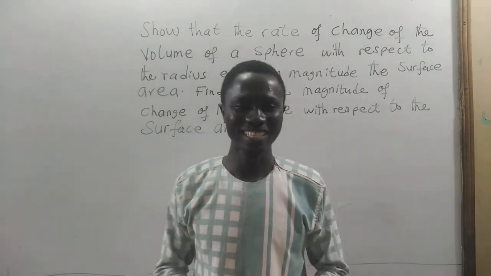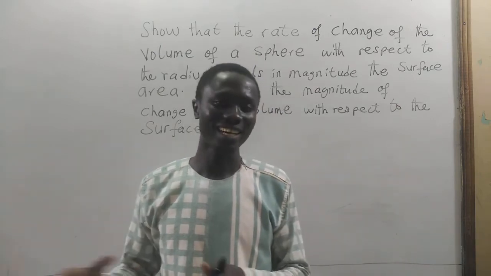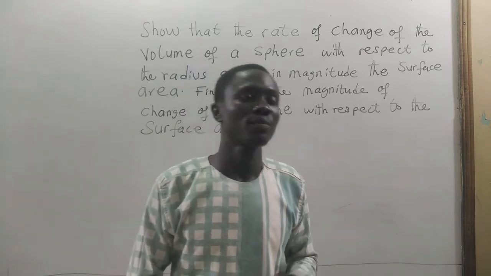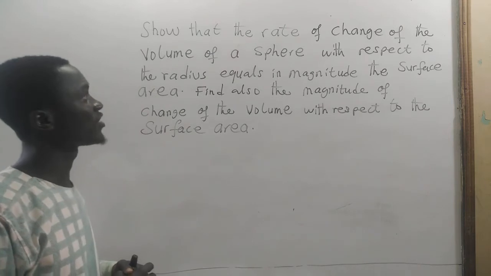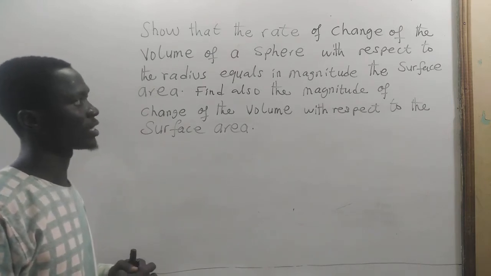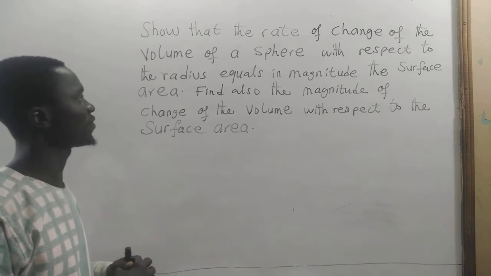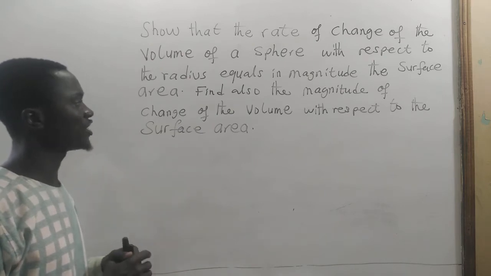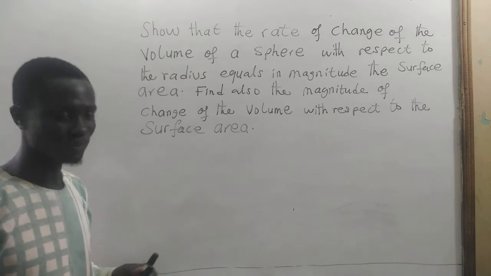I am Mensah Augustine. I welcome you to my series on application of differentiation, and this is rate of change. Now let's see the question we have on the board. Show that the rate of change of the volume of a sphere with respect to the radius equals the magnitude of the surface area. Find also the magnitude of change of the volume with respect to the surface area.